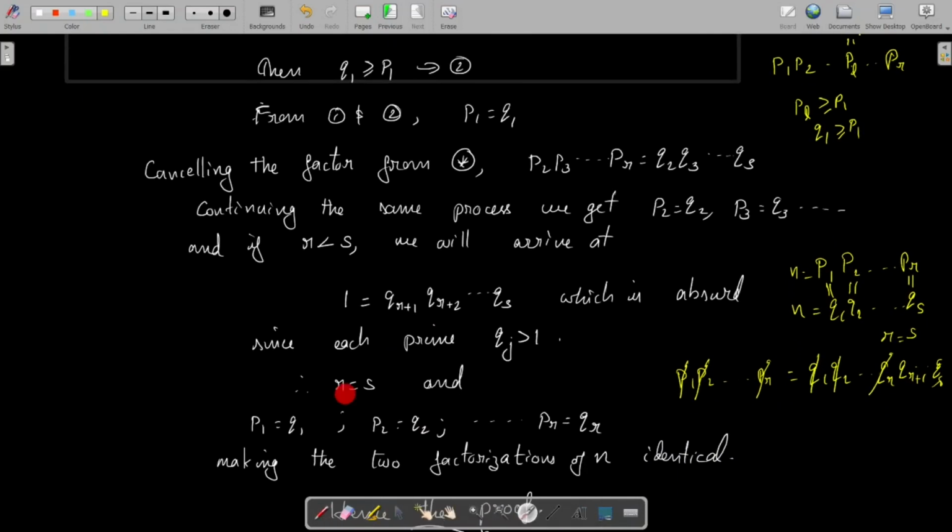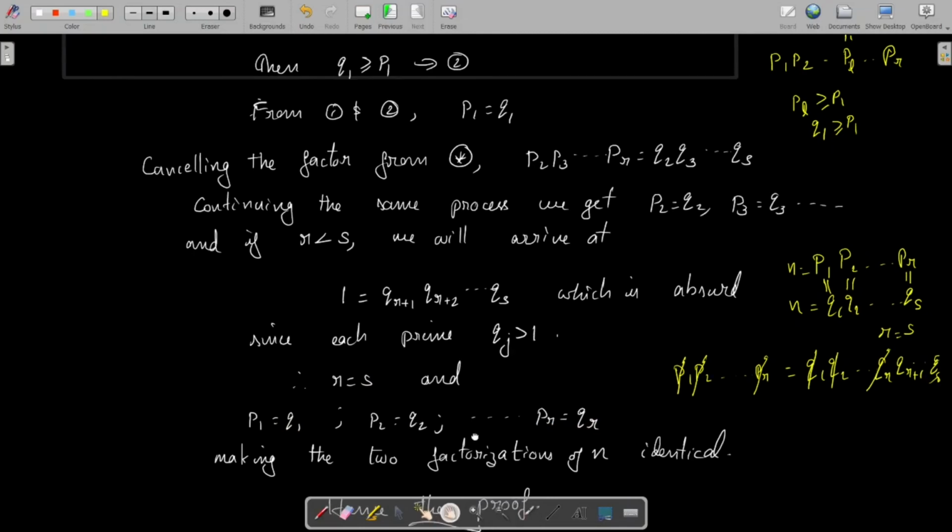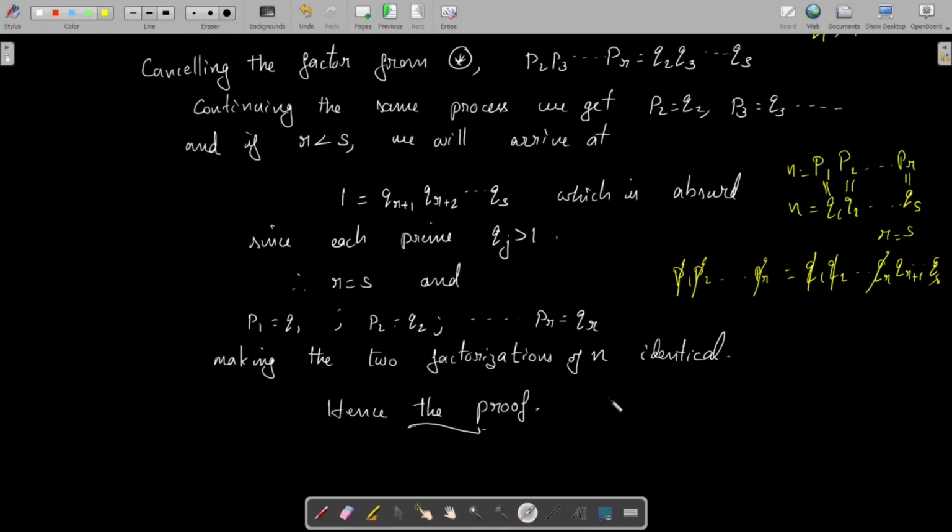That is, r must be equal to s if N equal to p1, p2, etc. pr and if N equal to q1, q2, etc. qs. So we proved that r equal to s and p1 equal to q1, p2 equal to q2, etc. pr equal to qr. So this makes the two factorizations of N identical. Hence our result is complete. That is, we can express N as a product of primes in a unique way.